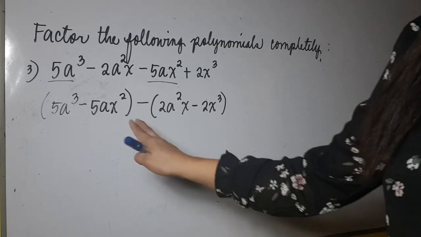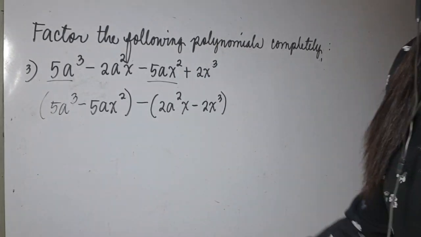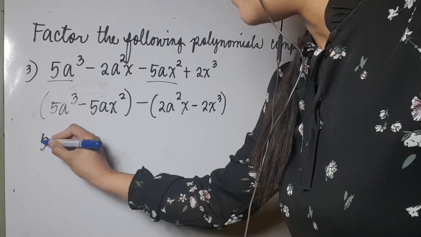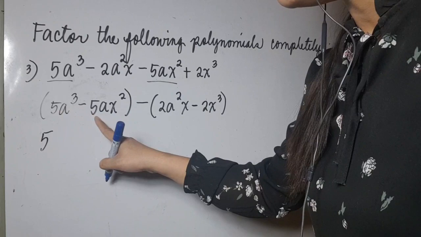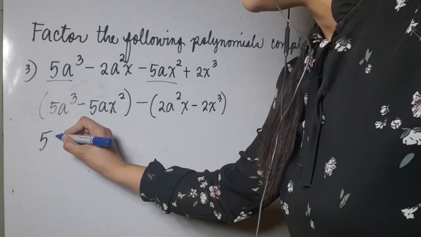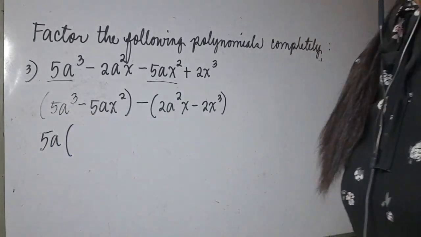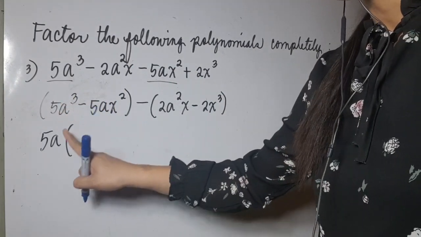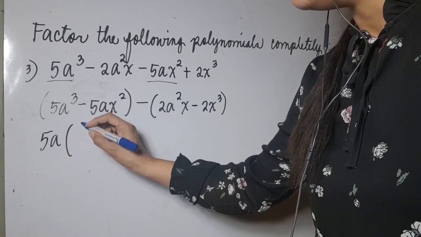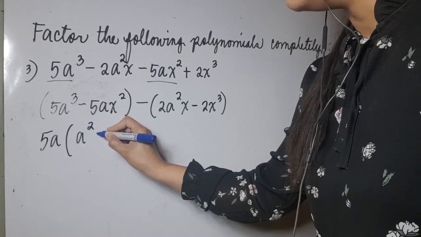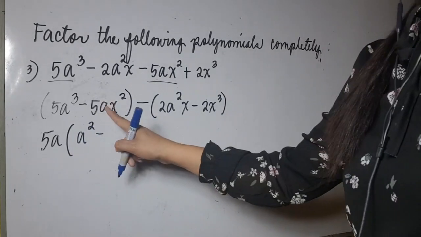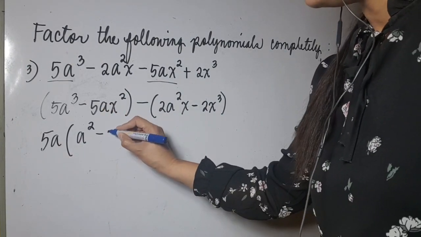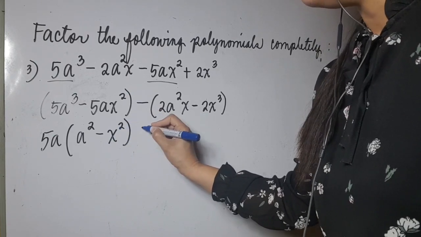Okay, now let's look at the first group. What is the common factor? The common factor is 5. Yes, there's a 5 here. Another one is a. Okay, now dividing each term here. So 5a cubed divided by 5a is a squared minus 5ax squared divided by 5a, and that is x squared.